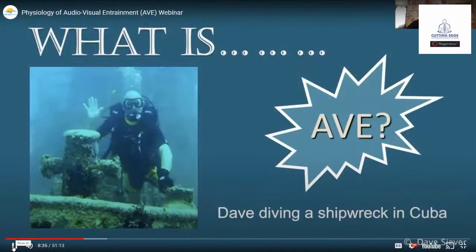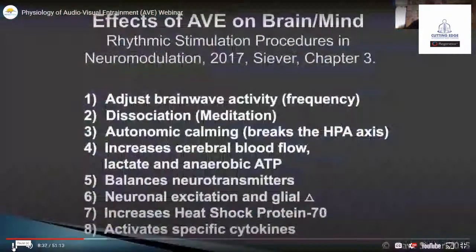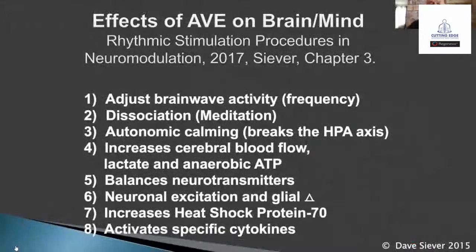With entrainment, you can do all kinds of things. You can adjust the frequency of the brainwaves, which Adrian and Matthews found out. You can dissociate people in a meditative kind of way. It's very effective at breaking the HPA, or hypothalamic-pituitary-adrenal axis. So when people are in fight or flight, you can calm them very rapidly with audiovisual entrainment. It increases cerebral blood flow quite remarkably, along with lactate and anaerobic ATP. It balances neurotransmitters. It excites neurons and glia. It increases heat shock protein 70, which is important.